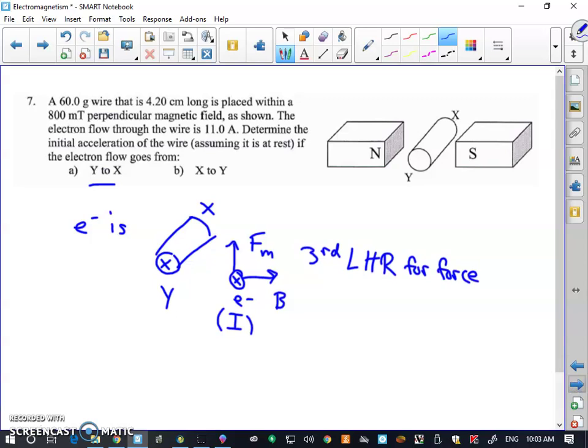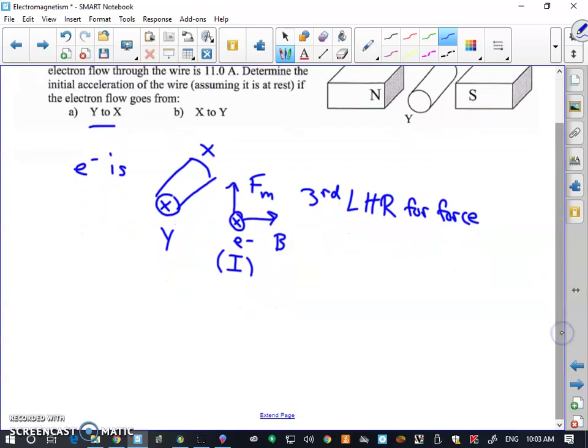Electrons, that's why we're using our left hand. All right, now that we know that the magnetic force is up, we know that the gravitational force is down. And so if we set up our net force, force is equal to the magnetic force going up plus the force due to gravity going down.